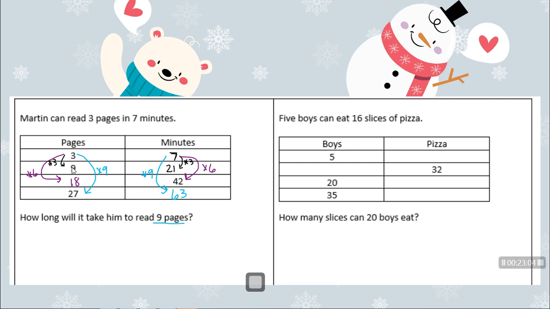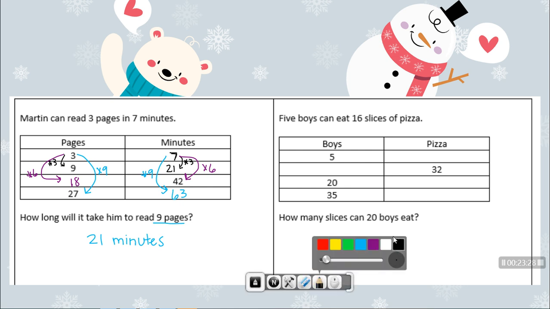9 pages. So go back and look at the 9 pages. How many minutes did it take him? 21. Make sure you put your units, minutes. If you don't put your units, then I could have said 21 seconds, 21 hours. Whew, that would be a long time. Okay, so make sure you fill that in. All right, I want you to pause and try this next one on your own.